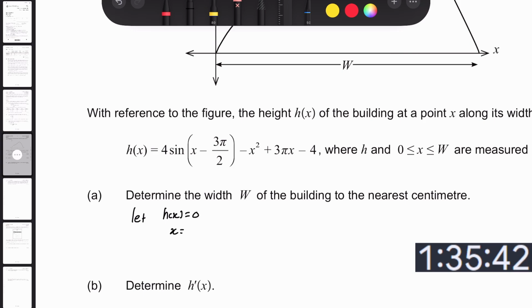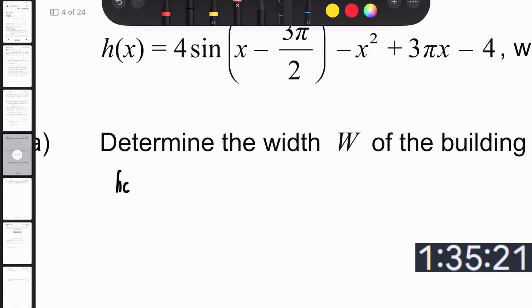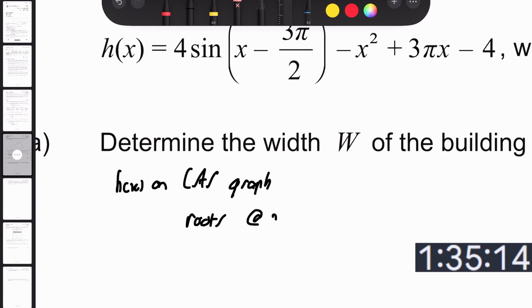And then we give it the boundaries. So given that 0 is less than or equal to x, less than or equal to 2 pi. Let's see what we get. Okay, more solutions. I'll change this to hx on graph. Cast graph. Roots at x equal... so let me go back to main, I'll copy and paste this.